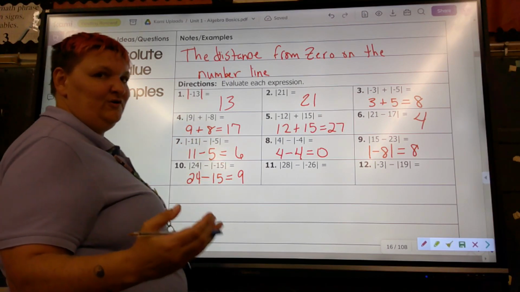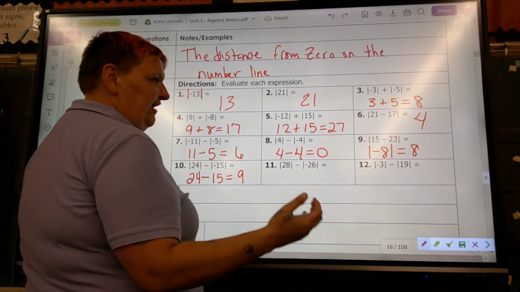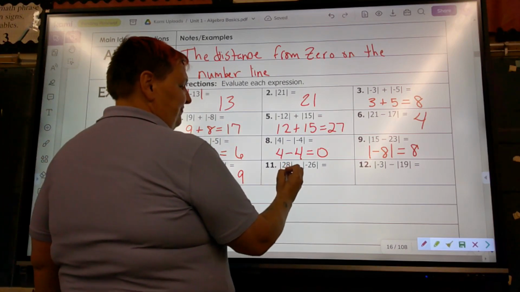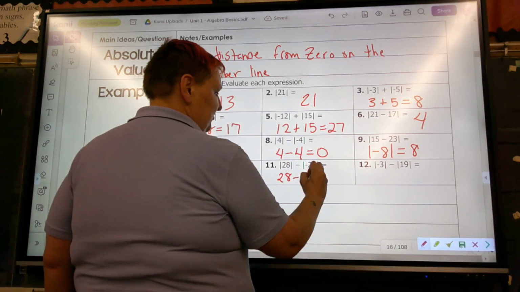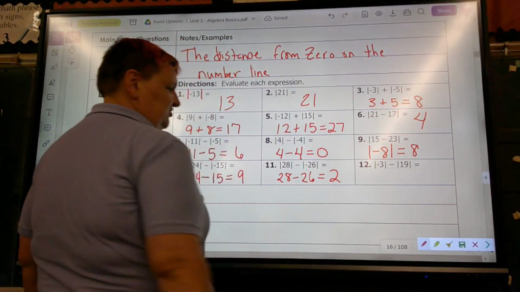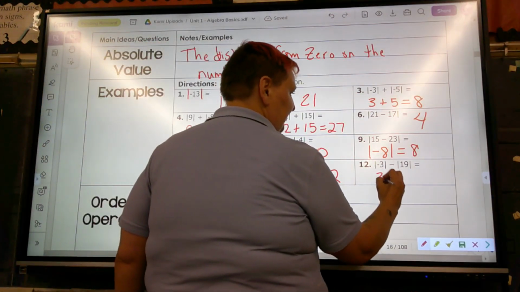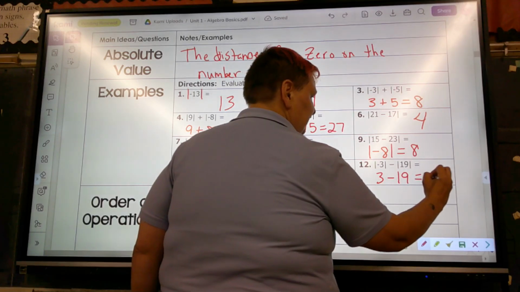This is why we had to focus so hard on adding and subtracting integers, because if you can't do that, you can't do this. Absolute value of 28 minus the absolute value of negative 26 is 2. The absolute value of negative 3 minus the absolute value of 19 gives you negative 60.